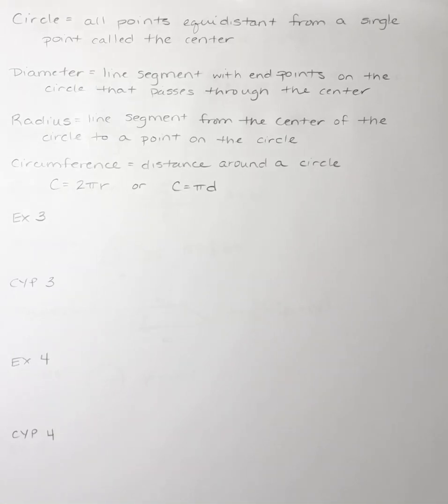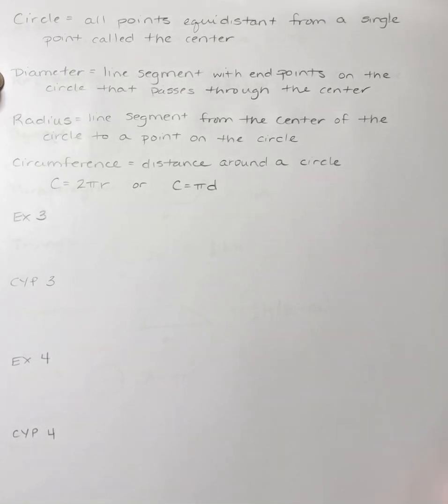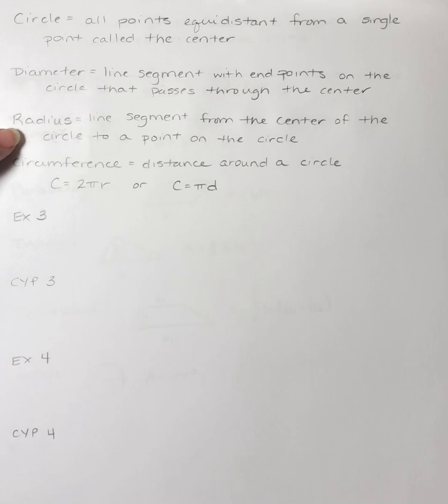All right, next we have circles. A circle is defined as all points that are equidistant from a single point called the center. The diameter of the circle is a line segment with endpoints that are on the circle that passes through the center. The radius is the line segment from the center of the circle to a point on the circle. A radius is half of a diameter, okay? Or a diameter is twice as long as a radius.